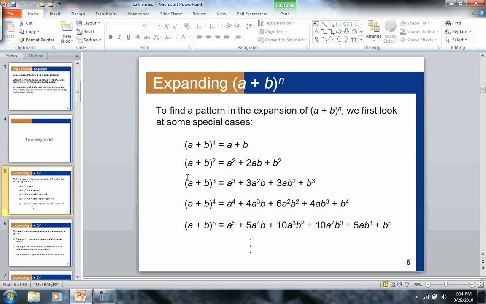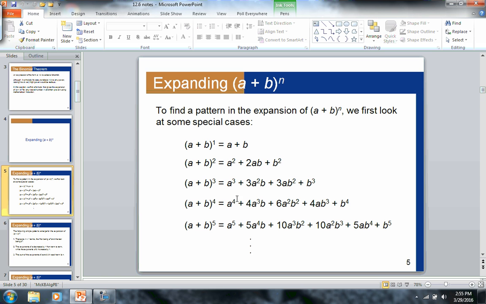Okay, this next one, a plus b to the third, we have a to the third, and then a to the second, and then a, and then our last term here is b to the third, and then we go backwards to b squared, and b, and then no b. And then notice that our first term is 1, and our middle terms are 3 and 3, and then our last term here starts with a 1.